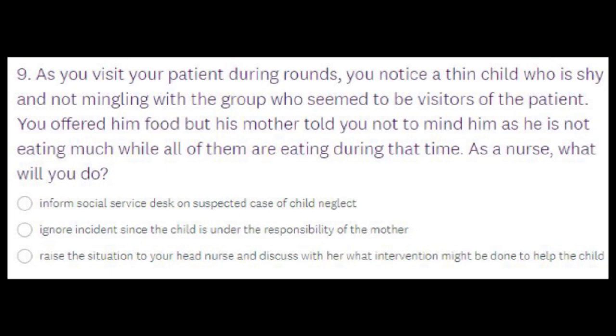Question number 9. As you visit your patient during rounds, you notice a thin child who's shy and not mingling with the group, who seemed to be visitors of the patient. You offered him food, but his mother told you not to mind him as he is not eating much while all of them are eating during that time. As a nurse, what will you do? Option A, inform social service desk on suspected case of child neglect. Option B, ignore incident since the child is under the responsibility of the mother. Option C, raise the situation to your head nurse and discuss with her what intervention must be done to help the child. Option C is the right answer.